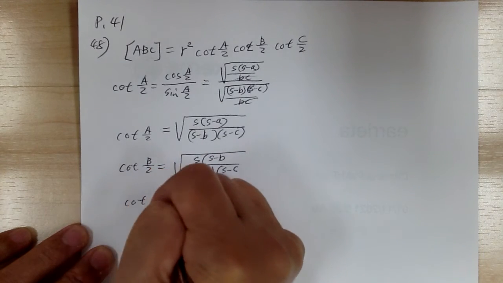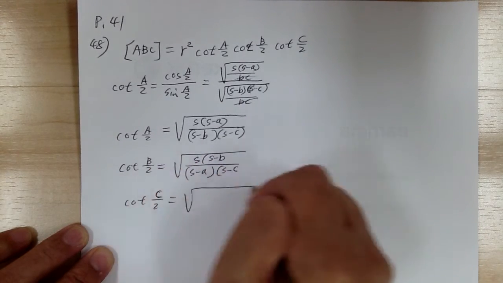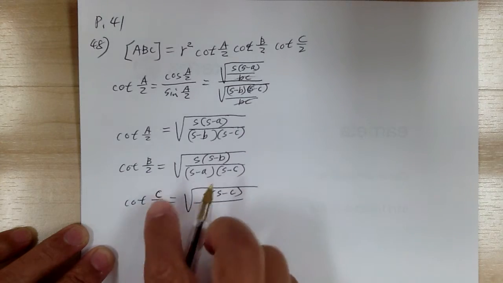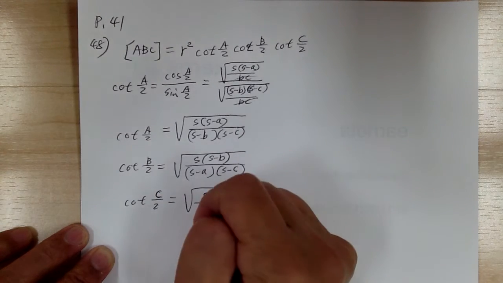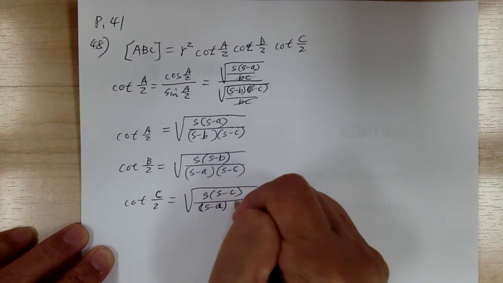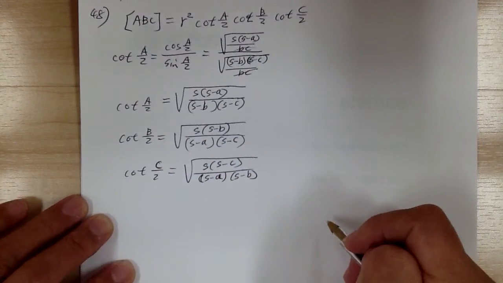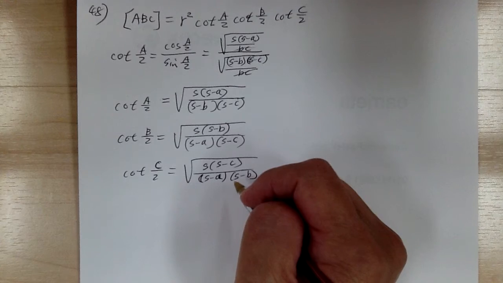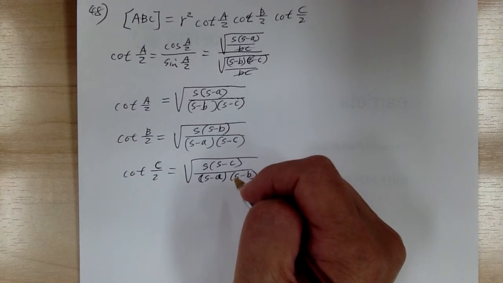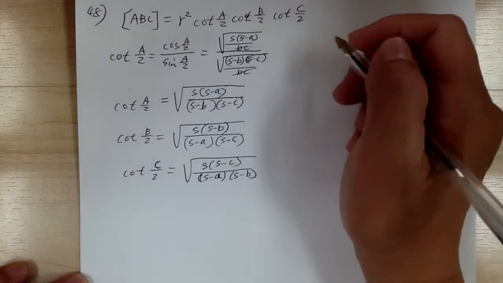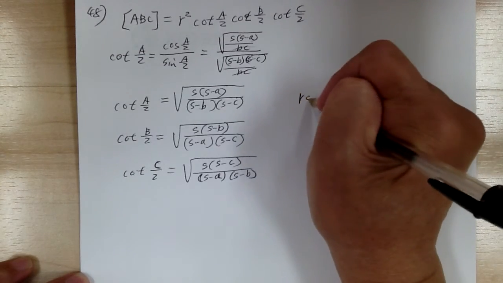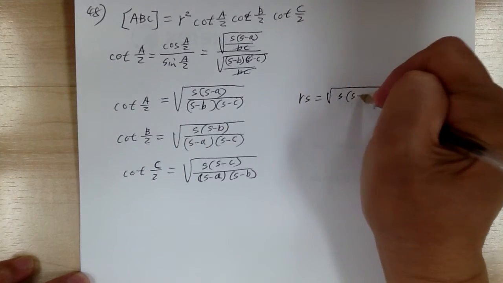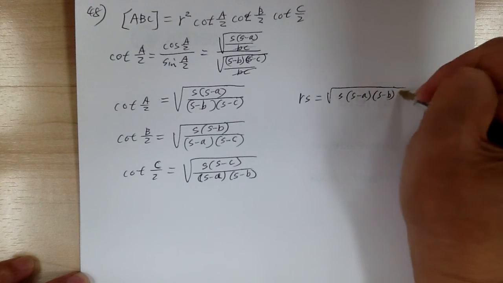And cotangent of c over 2 equals square root of s minus c over, whatever you have over here is going to be on the top, and whatever you don't have is going to be on the bottom, so it'll be s minus a, s minus b. And also from the area of the triangle, rs equals square root of s, using Heron's formula, s minus a, s minus b, s minus c.